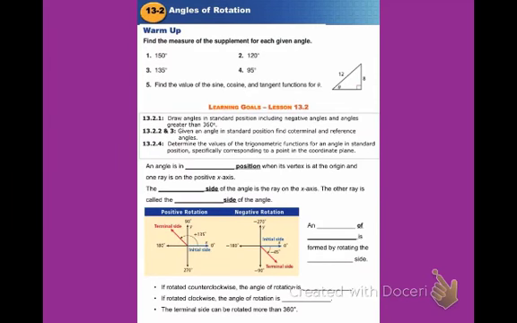Hi there, class. Welcome to lesson 13.2, Angles of Rotation. This lesson has a warm-up, so please pause the video now and complete the warm-up.